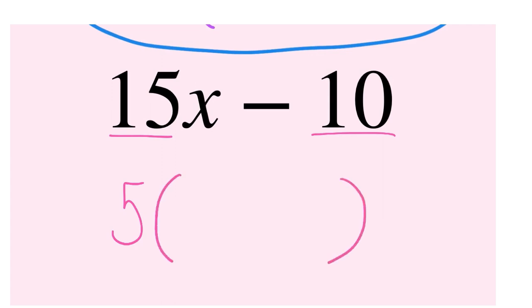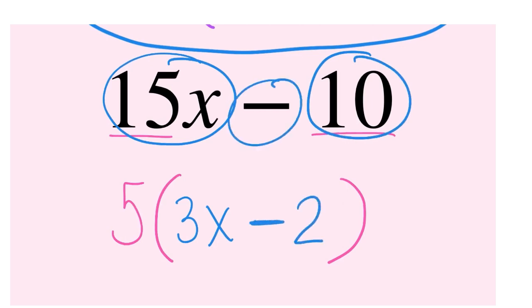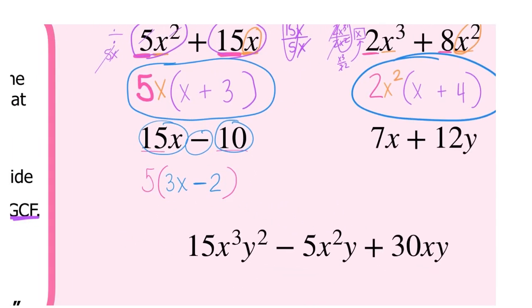So if I take 5 out, if I divide this by 5, that would become 3x. If I divide this by 5, that would become 2, and we have that negative right there, so I'm going to bring that down: minus 2. So that would be our answer for that one.